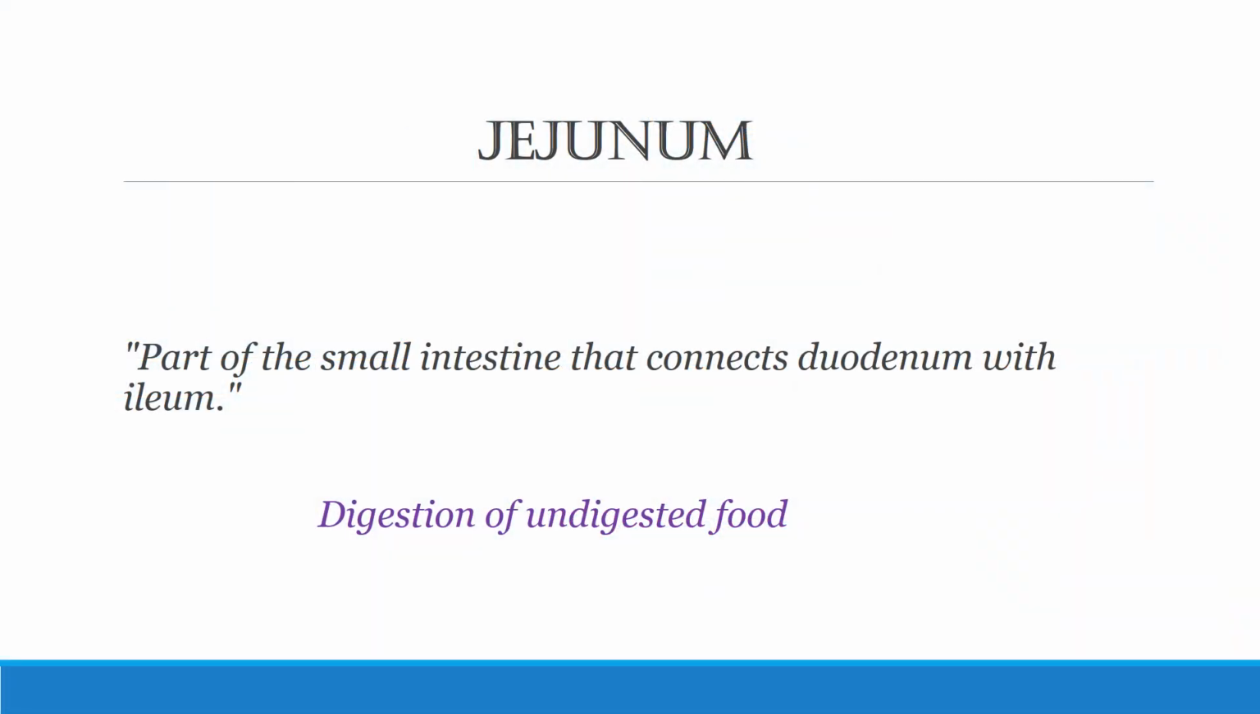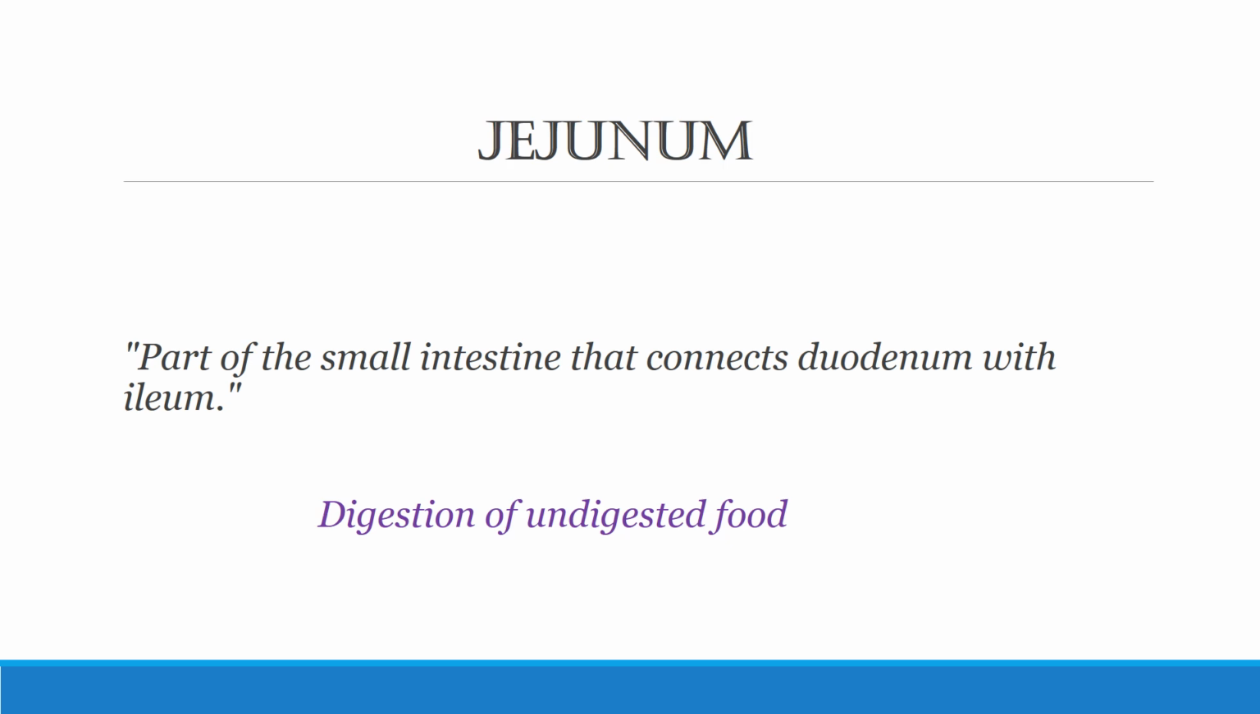What jejunum actually is, this is part of the small intestine that is connecting the duodenum with the ileum. So this is the second part of the small intestine in which the digestion of the undigested food is going to occur. That undigested food has reached the jejunum from the duodenum.